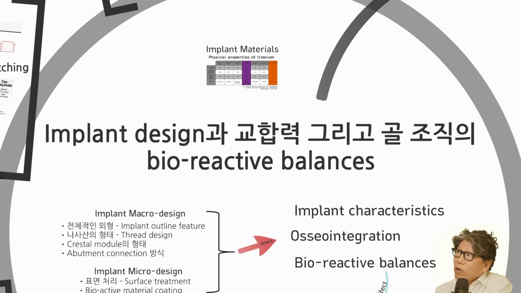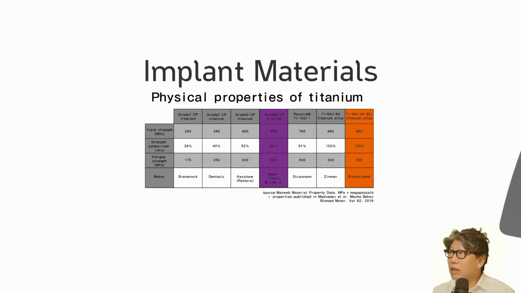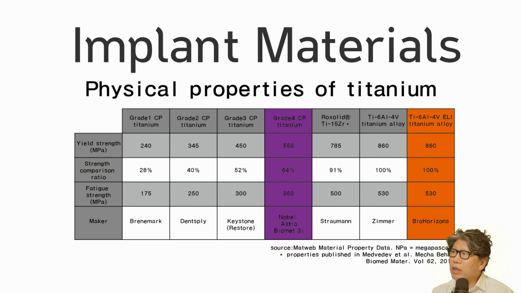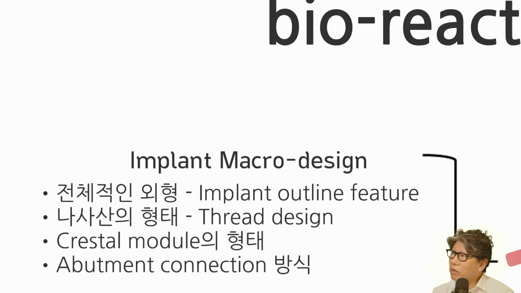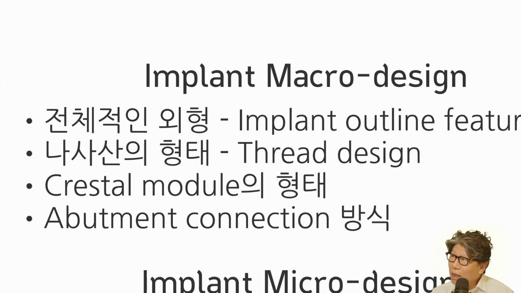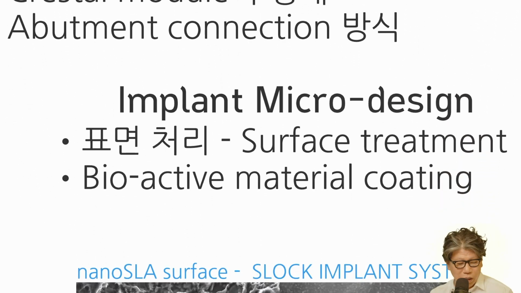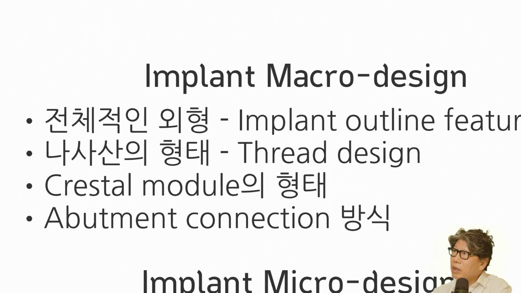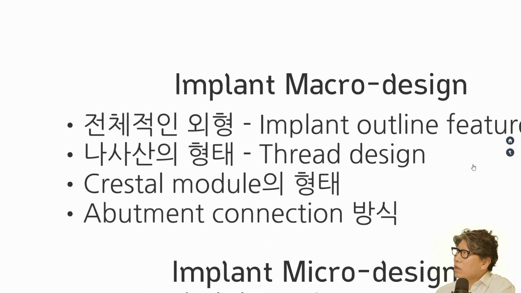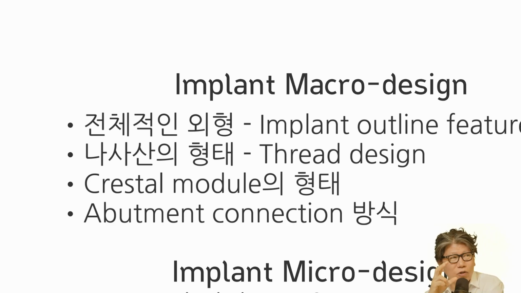Next, I will talk about implant design, occlusal force, and the bioreactive balances of bone tissue. You should now understand the implant material that I have discussed so far, and next I will divide the discussion into two parts: macro design and micro design of the implant. Macro design is simpler than you think. It can be explained mainly in 4 key categories: implant outline feature, thread design, the shape of the crestal module, and the abutment connection method.